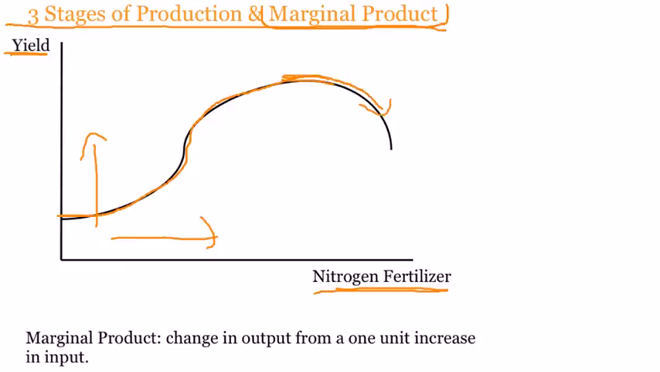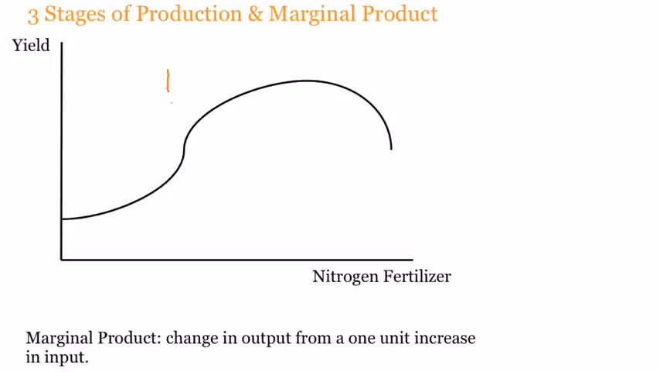And if we trace out the 3 stages of production on this graph, we'll see that it looks something like this, where the first stage occurs here, and that's where the slope of the tangent line, which is a measure of nitrogen productivity, is rising. And since the slope of the tangent line is rising, nitrogen is becoming more productive the more you use it.